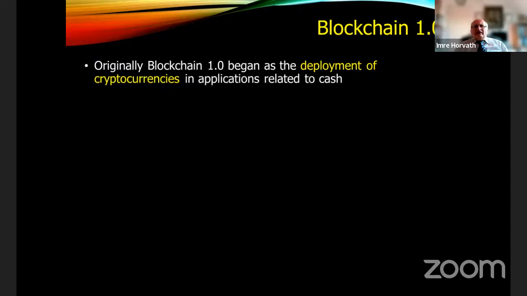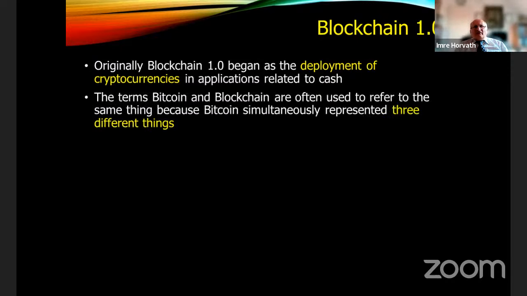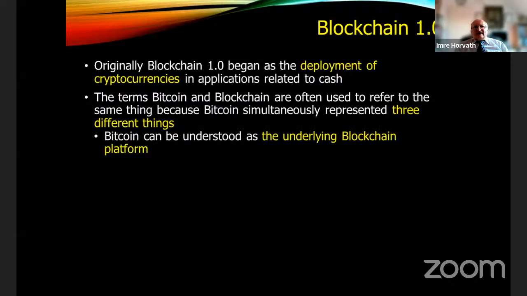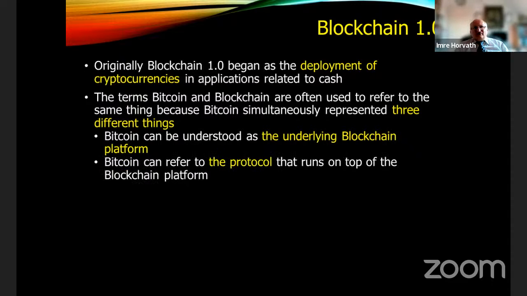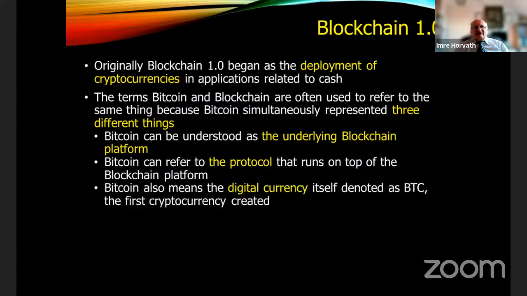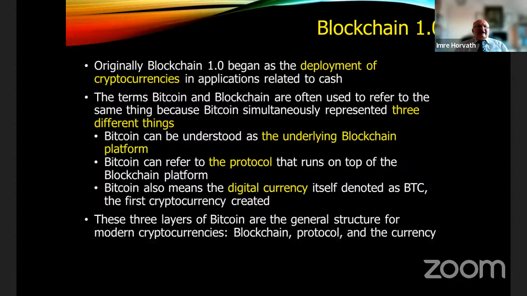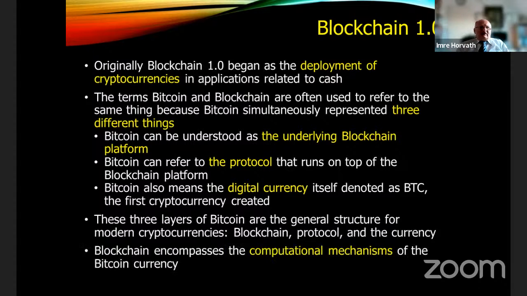Blockchain 1 began originally as the deployment of cryptocurrencies in applications related to cash. The terms Bitcoin and blockchain are often used to refer to the same thing because Bitcoin simultaneously represented three different things. Bitcoin can be understood as the underlying blockchain platform. Bitcoin can refer to the protocol that runs on top of the blockchain platform. And Bitcoin also means the digital currency itself, which was the first cryptocurrency created. So these three layers of Bitcoin are a general structure for modern cryptocurrencies, which are layered as blockchain protocol and the currency.